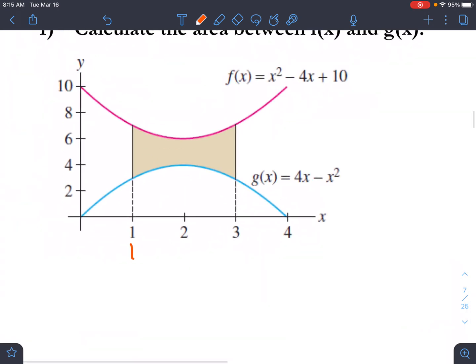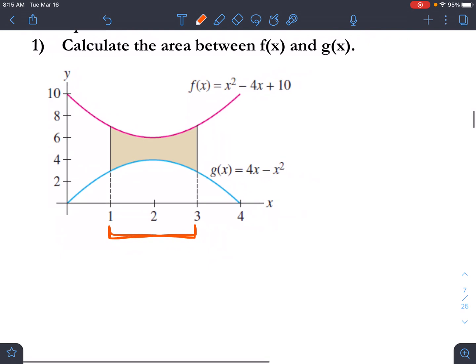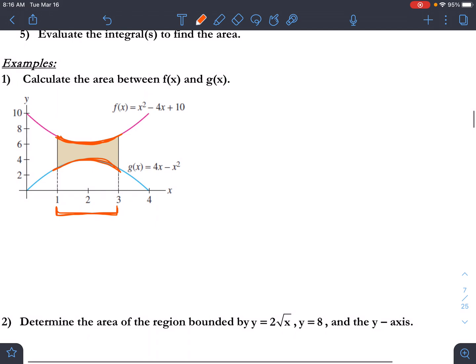Take a look here, guys. We're going to be between 1 and 3. Okay, we want to see, is there any reason that we couldn't just do f on top and g on the bottom? And that's actually true. In this case, f of x is always the top function. g of x is always the bottom function, right? In this area, there's no switch. They don't cross over. So if we're doing top minus bottom here, it should be a pretty simple setup.